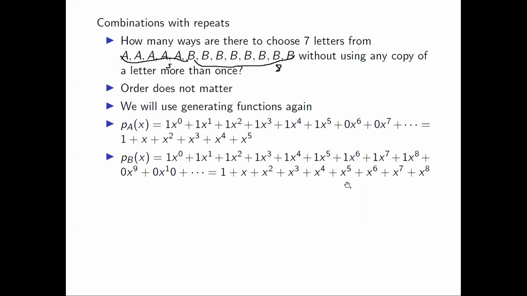But now we look at x to the 9th. Its coefficient is going to be a 0 because there are 8 b's. You can't have 9 b's. You can only have at most 8. So all the coefficients after that are 0.